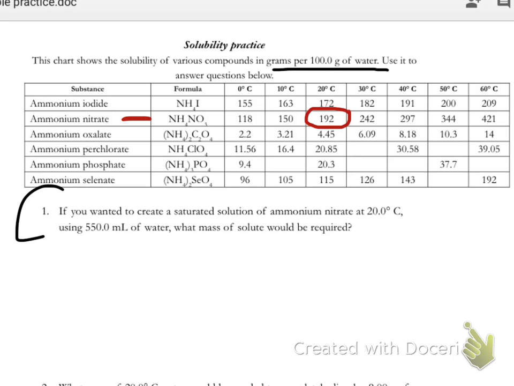Do we typically measure water by mass? How do we typically measure water? By volume. Yeah, liters, milliliters. Is there any known relationship between the mass and the volume of water? What is it?